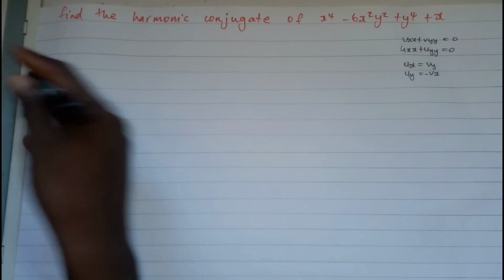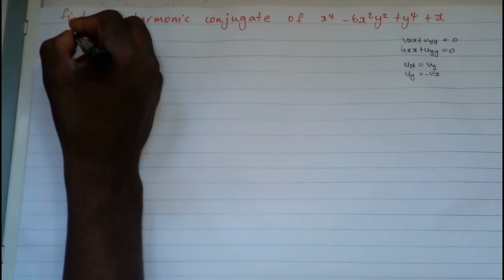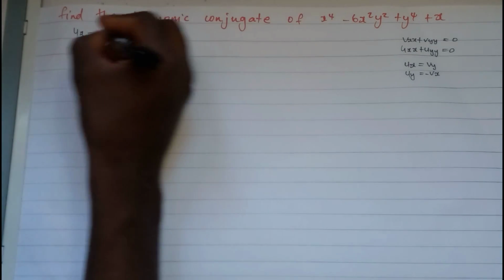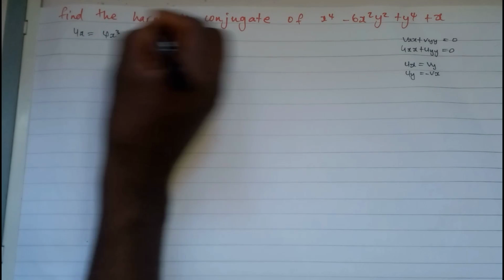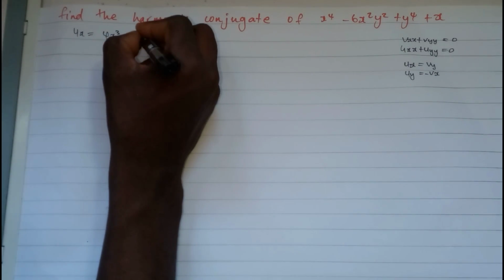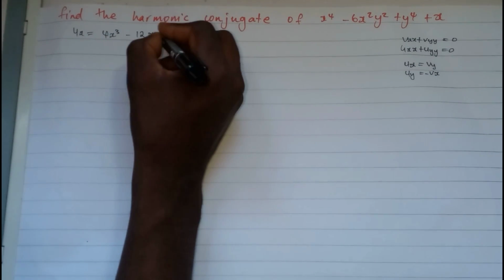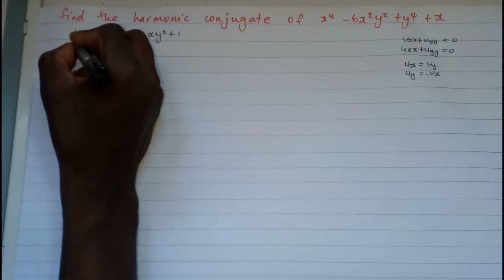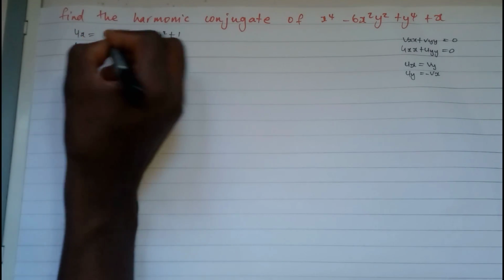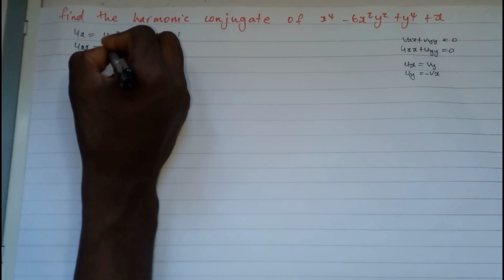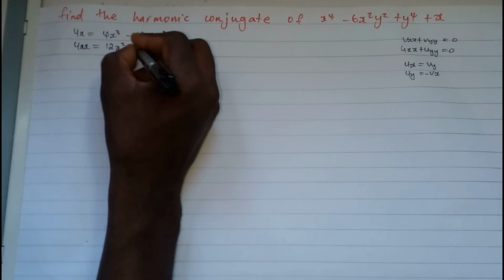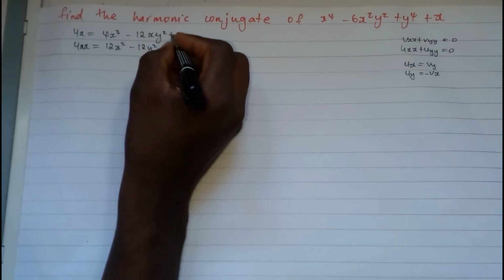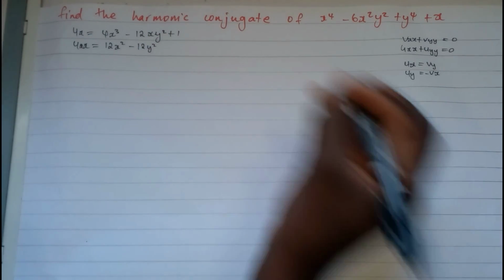So for analyticity, I'm going to say ux here. What are we going to get? We're going to get 4x to the power 3 minus 12xy squared plus 1. And now we go to uxx. For uxx, we're going to get 12x squared minus 12y squared. The 1 is a constant, so I'm going to say plus 0.